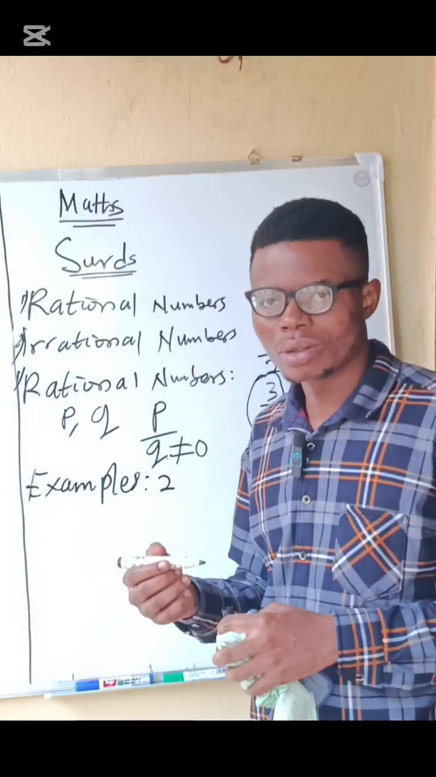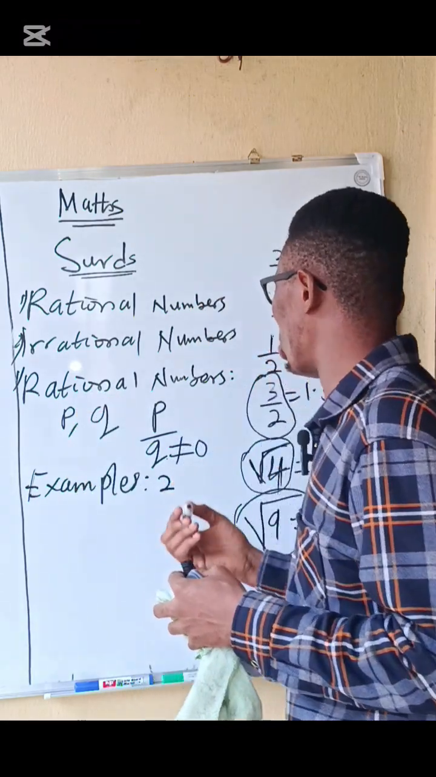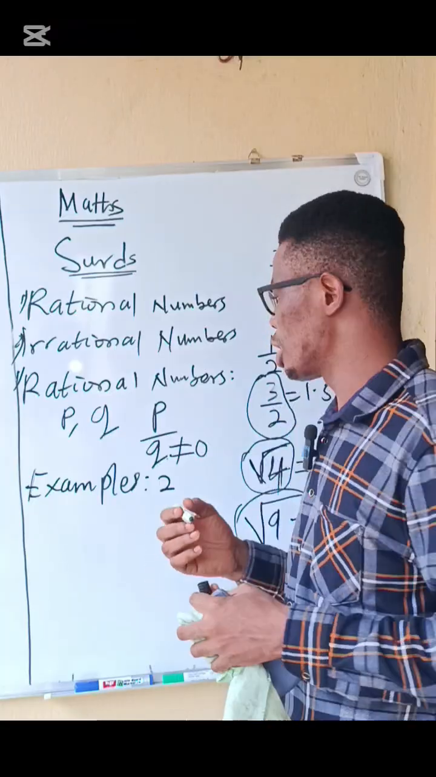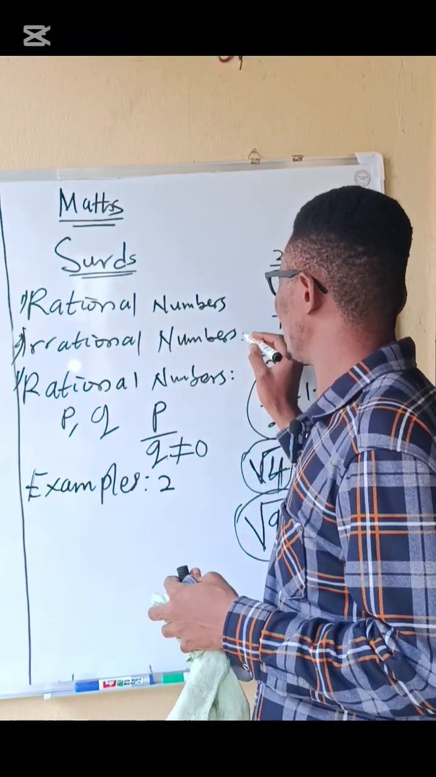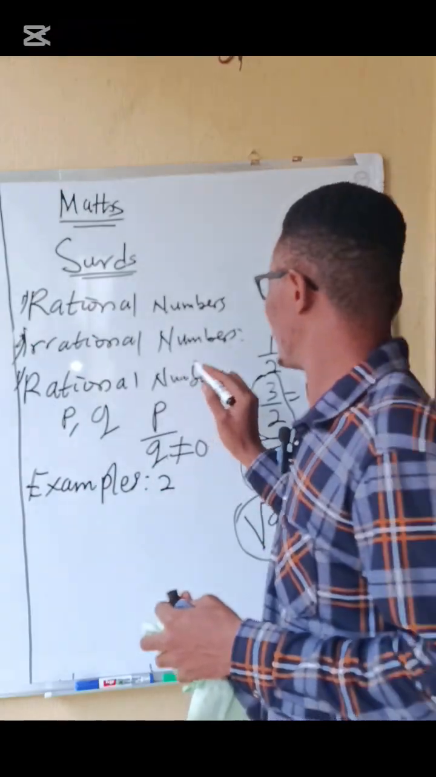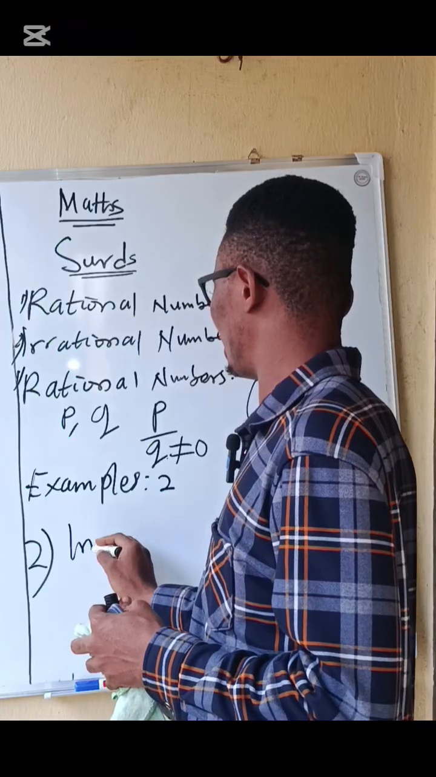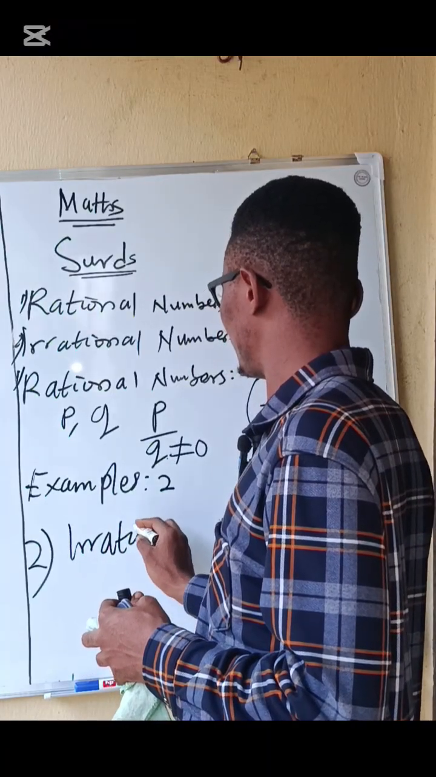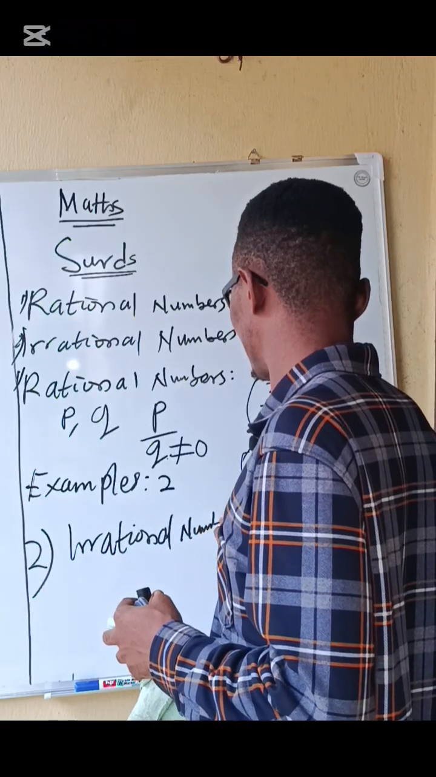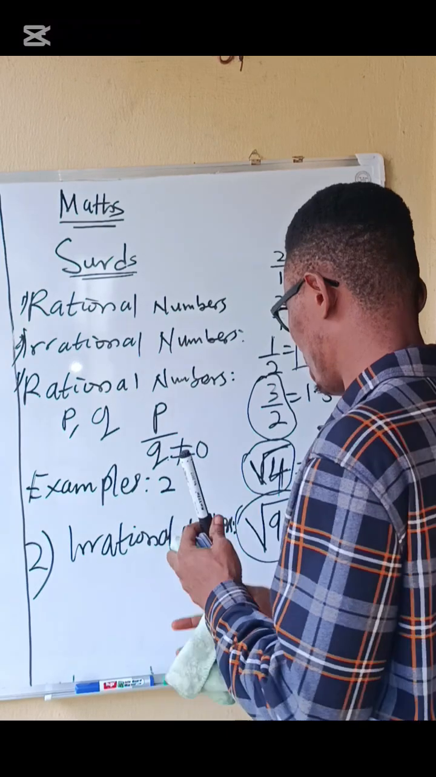So those numbers which can be expressed as a ratio of two integers are what we call rational numbers. So let's look at the second one. This second one is the opposite of this. This is the second one, number 2. We have irrational numbers.